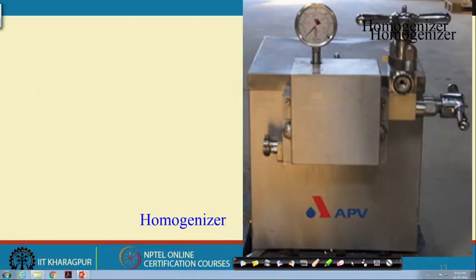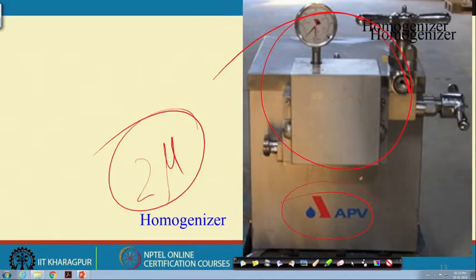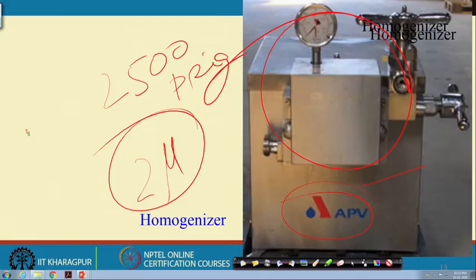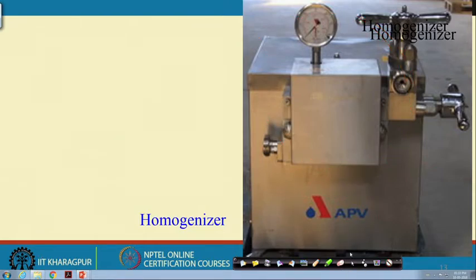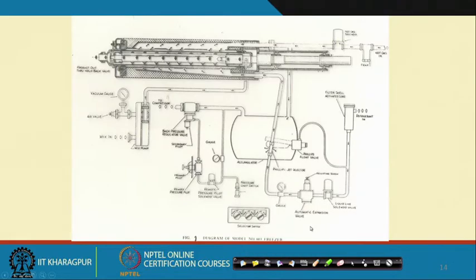homogenizer. So, this is a typical homogenizer, right, APV make. That homogenizer is homogenizing the fat to around say 2 micron, and this is a 2 stage. So, one stage is around 2500 psig and the second stage is around 500 psig, right. Then from there it goes to the freezer.